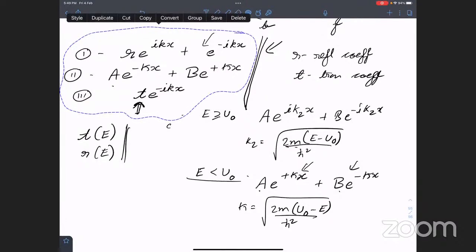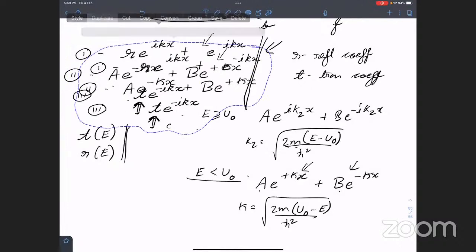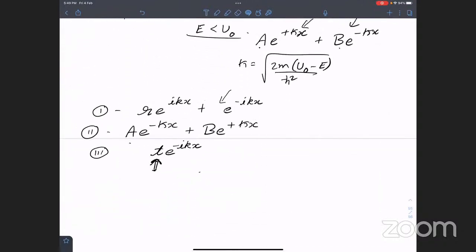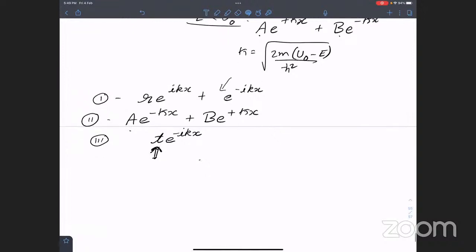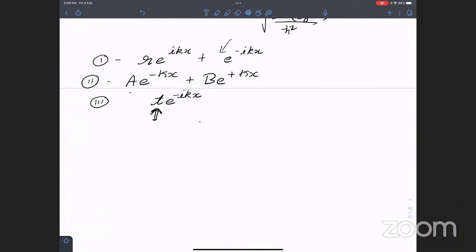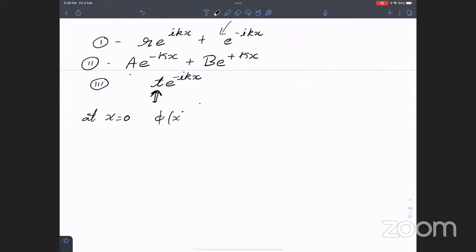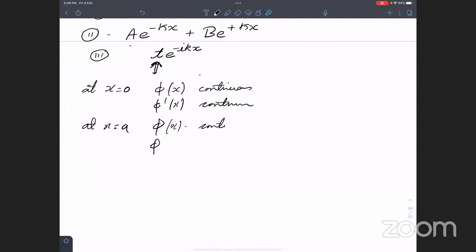I hope the solution part is clear, how we are actually going about this. So this is my wave function. My first condition is, at x equal to 0, phi of x is continuous and the derivative of phi is continuous. At x equal to a, again phi of x is continuous, and the derivative of that is also continuous.